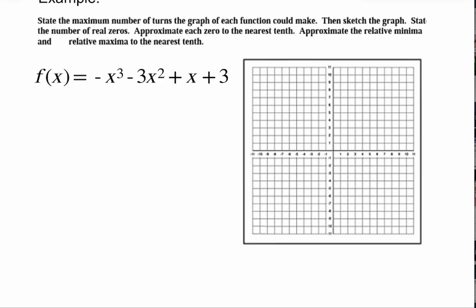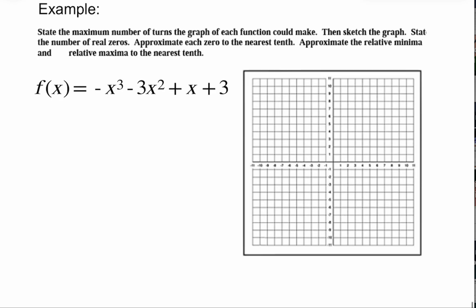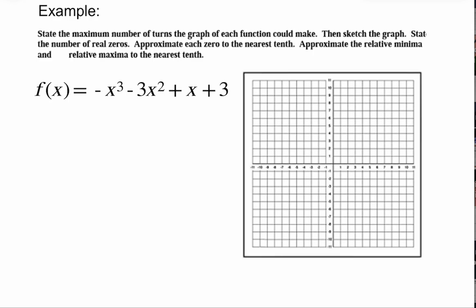Now, it is not in factored form, so the first thing I would suggest doing is to put it in factored form. Now, do you see how it says approximate each 0 to the nearest 10th? That's if we get a quadratic or something that isn't factorable. We're going to focus on things that work and are factorable for now. Okay, we will get to things that don't, but for now.